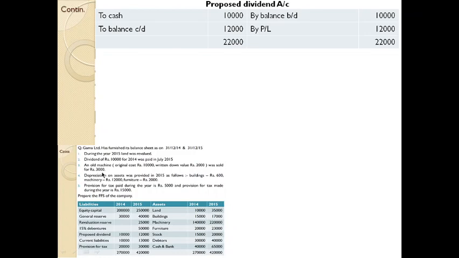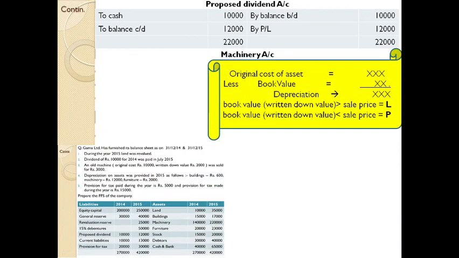So it's just a sale of an asset. But in the question it is given, the original cost of the asset was 10,000 and the written down value was 2,000. So let us prepare a machinery account. Before preparing the machinery account, you need to understand that the value of the asset, or the cost of the asset, will be the original cost or the acquisition cost. It will be given. If you deduct depreciation from this original cost, you will get the book value.